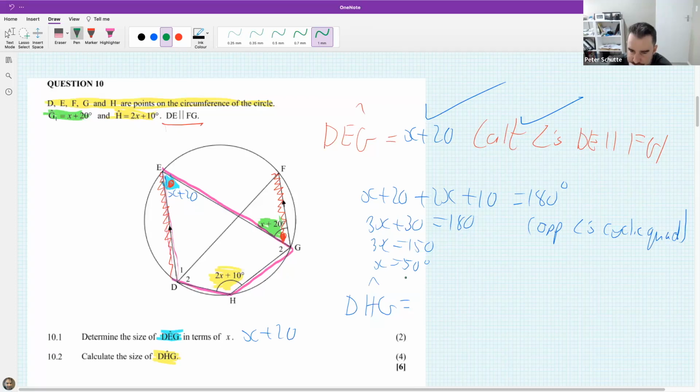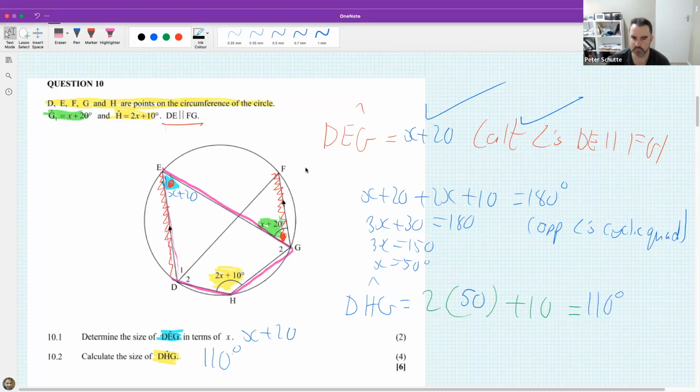I get x is 50. I get x is 50 because we get 3x plus 30 equals 180. Yeah. Now, what is DHG going to be? Well, whatever x is, I suppose I would just sub it in. 2 times 50 is 100, so that must be 110. So the answer, what a lovely 4 marks in the bag. Yes, Kayleen, I agree. So, thumbs up if that felt okay, thumbs down if it felt a bit bleh.